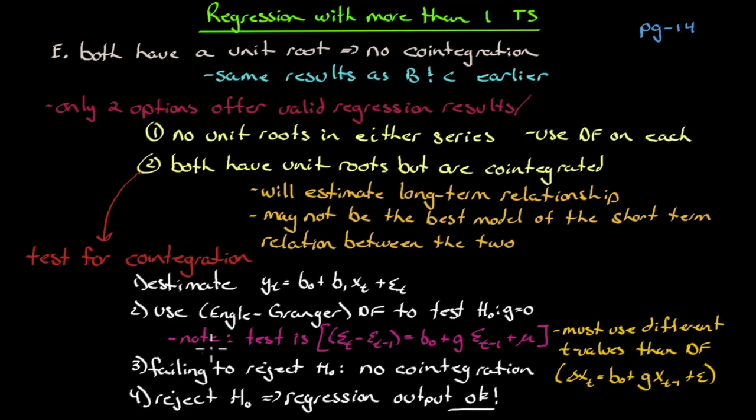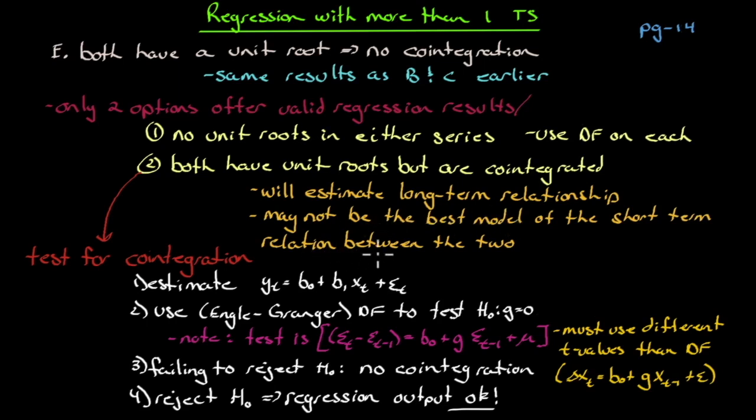Well, that's down here, and I'll get to that in a second. But first, a caution on the regression output. If we find that we do have co-integration, we're good to go. But the output has a different interpretation. The regression will estimate long-term relationships between the two. It may not be the best model of the short-term relation.